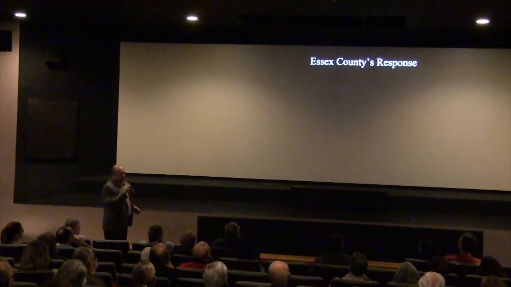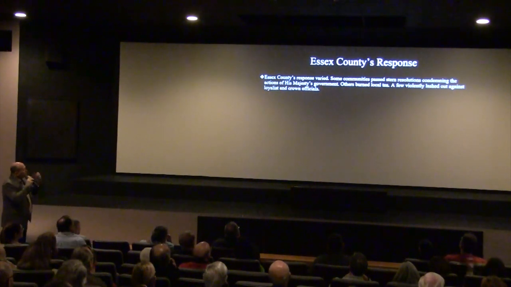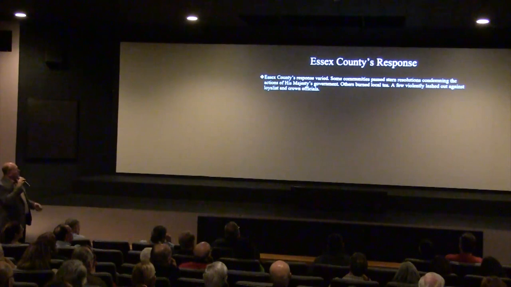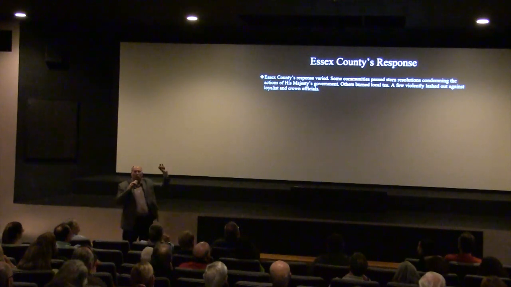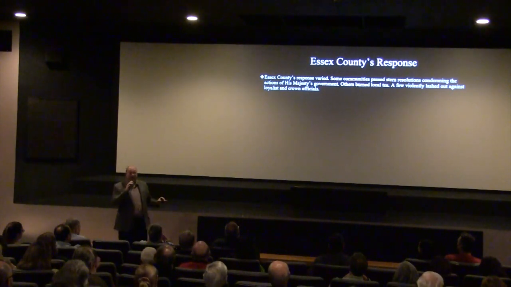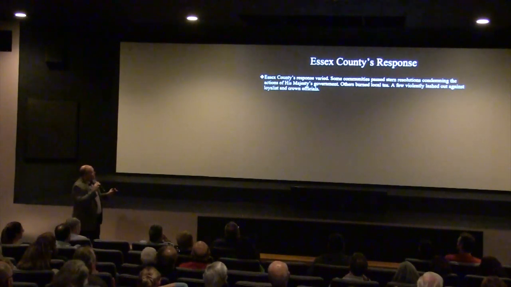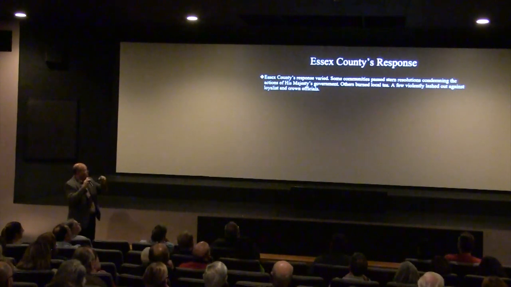Now, how did Essex County respond to this? Well, Essex County was varied. Some communities passed very stern resolutions condemning what happened. Others burned tea. There is a story, if you go to Newburyport, there's a plaque on one of the walls that says that Newburyport burned tea, I think in January of 1774. There's some debate whether that actually happened or not. You also have some limited instances of violence lashing out against loyalists and crown officials.